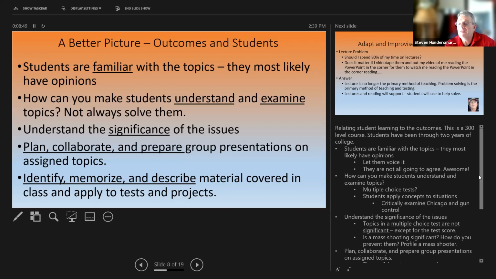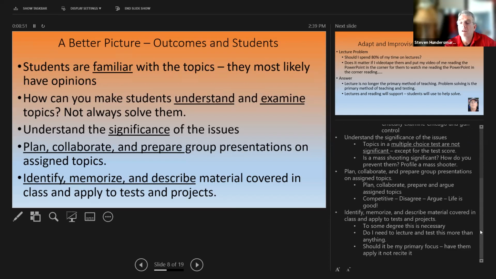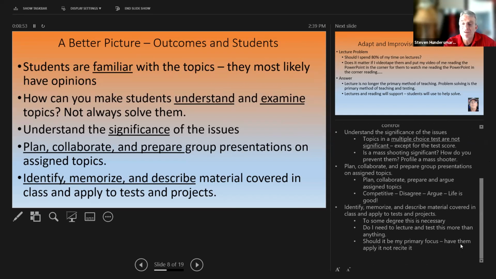And of course, they're going to have to plan and collaborate, prepare group presentations, but also I'm going to make it competitive. I'm going to make them disagree. They're going to have to take sides on topics, and they're going to have to debate other groups. So again, I try to make it meaningful to them.